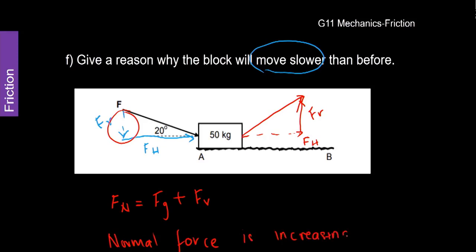What does that mean? Well, if the normal force is changing, it means that the frictional force is going to be changing. So, therefore, the frictional force is also going to increase. That means it's going to be very difficult to move this block. And that is why the block is going to move slower.